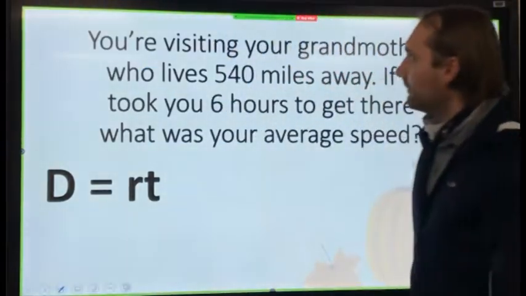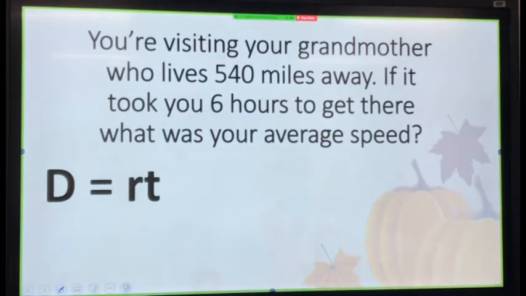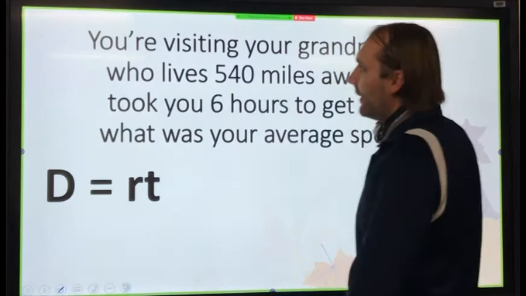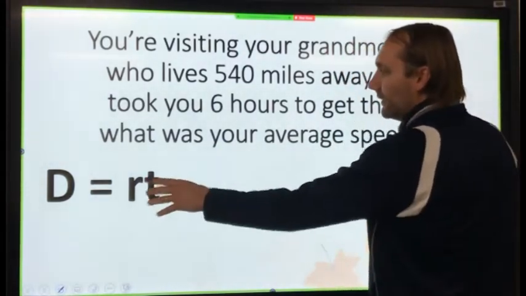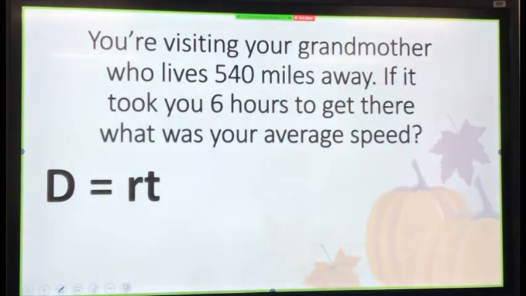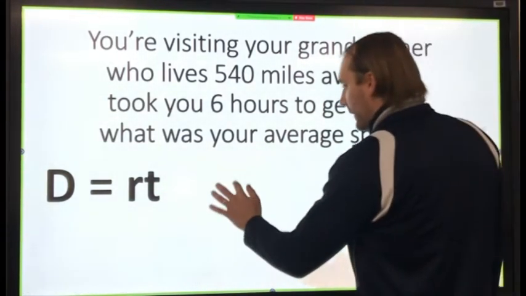Now you give it a shot. You're visiting your grandmother who lives 540 miles away. If you took 6 hours to get there, what is your average speed? So trying to find your average speed using D equals RT. Alright, so I'm looking for distance. Do I know the distance it took me to get to grandma's house? Yes. 540, right?